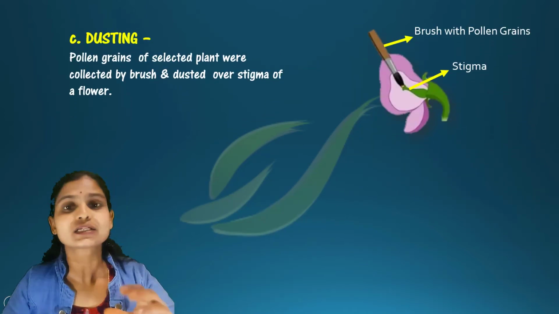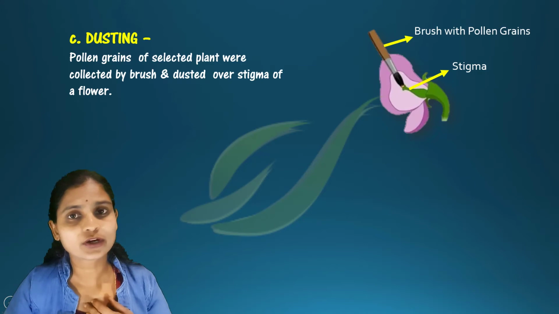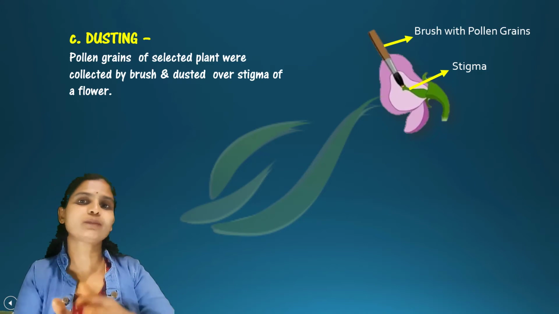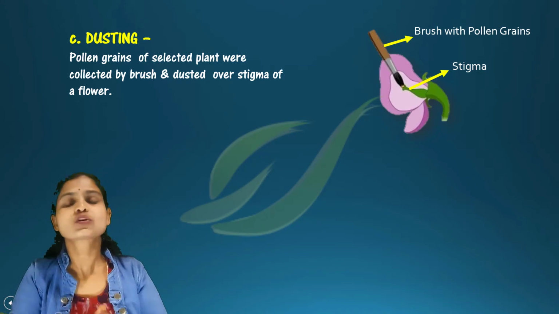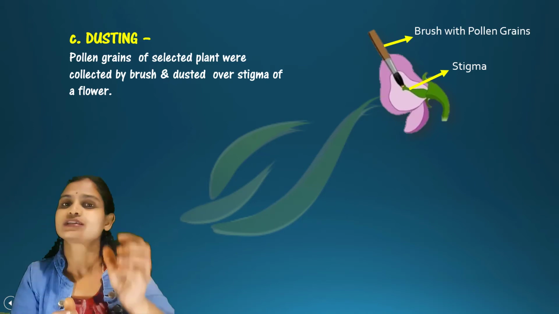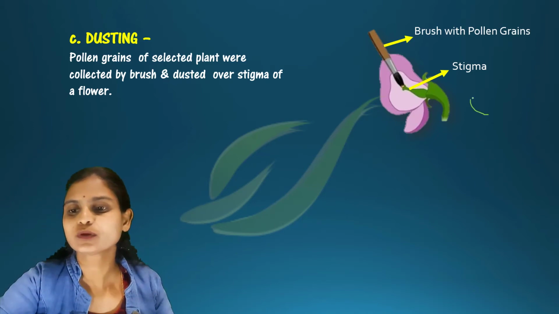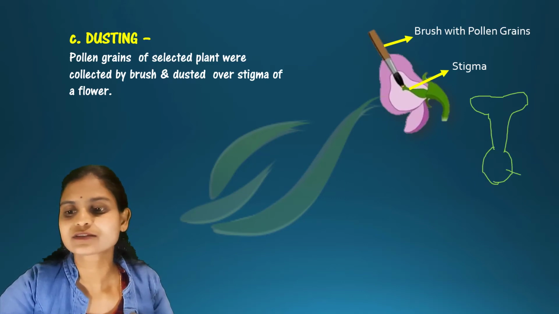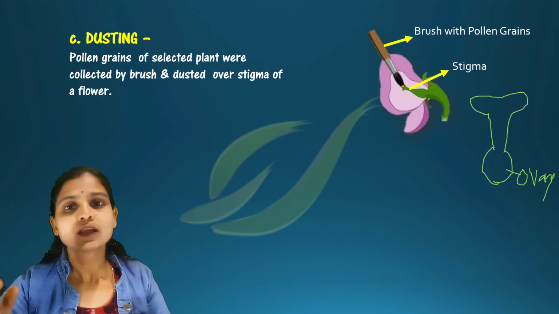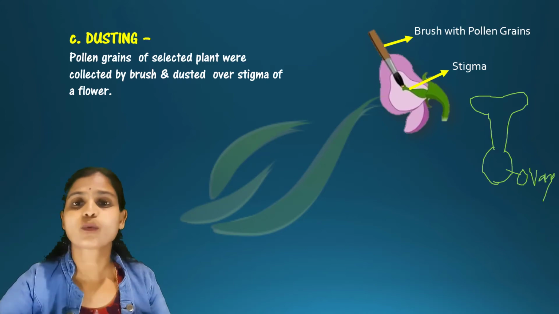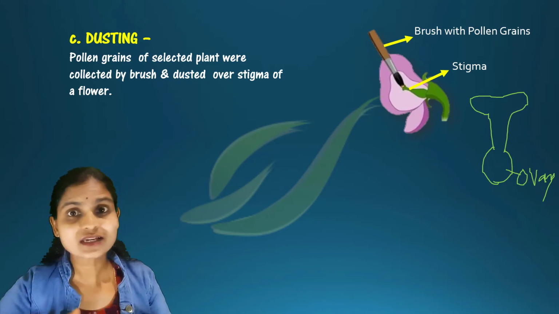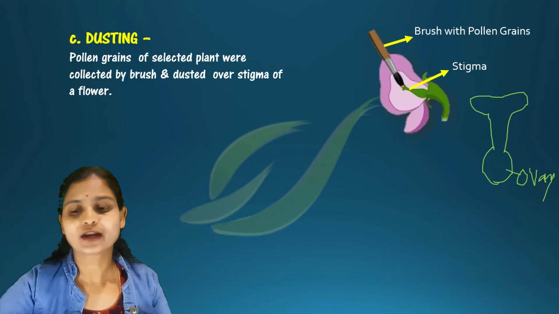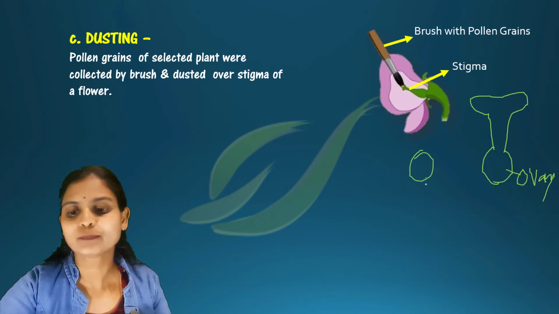The next step we are going to study is dusting. As I already told you, one plant we are keeping as the female one. The female plant has a stigma, a style, and inside the ovary the egg is present. Now it requires pollen grain. As I told you, this plant you are keeping as a female plant.